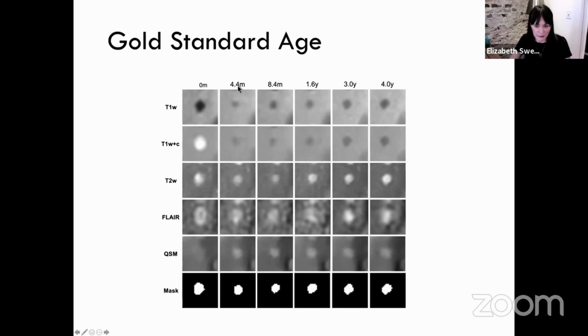So for example, this patient was scanned a little more in the beginning, but we have a scan at 4.4 months, 8.4 months, 1.6 years, 3 years, and 4 years. And you can see it's enhancing. This is the T1 weighted with contrast. It's enhancing and then not enhancing later. And these are the modalities that I'll use for the prediction. We have T1 weighted with contrast, T2 weighted, fluid attenuated inversion recovery or FLAIR, and our QSM. You can see that it's not really showing up until later, just as Susan had talked about. And then we have hand-drawn masks at each time point.